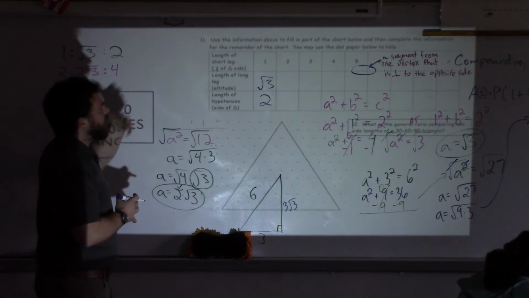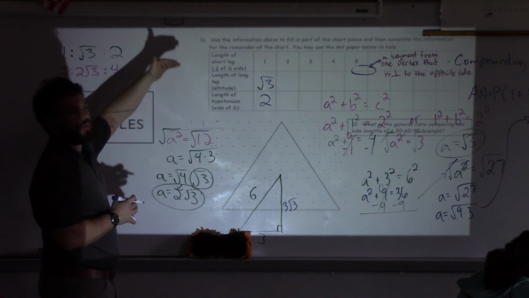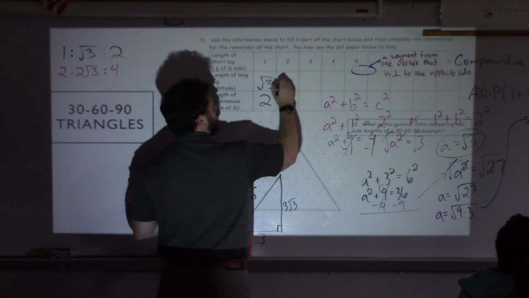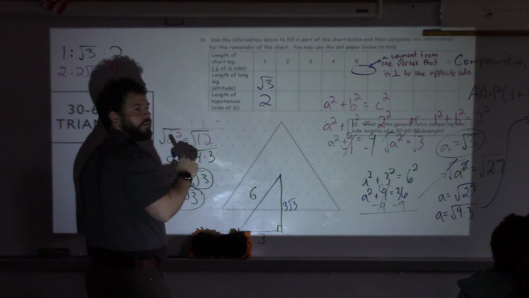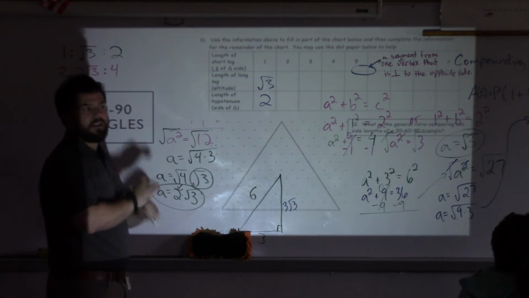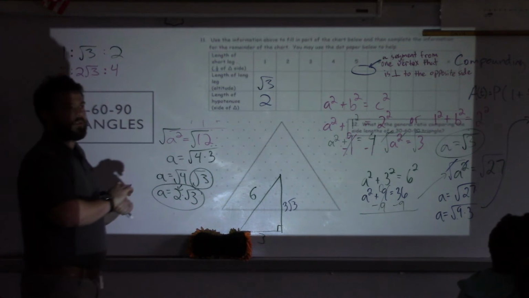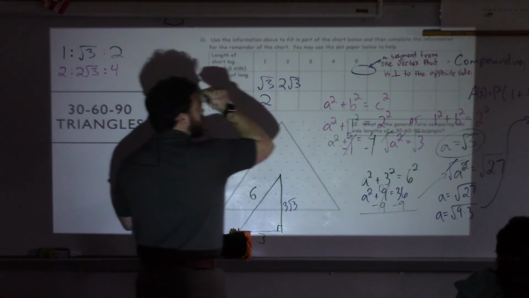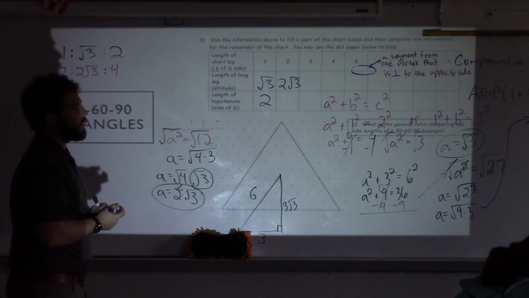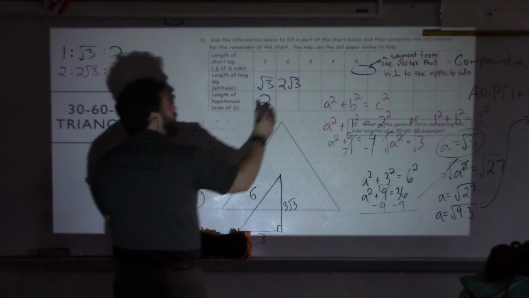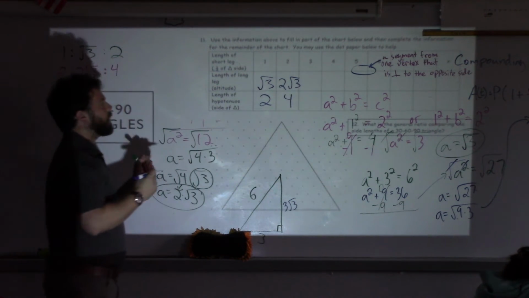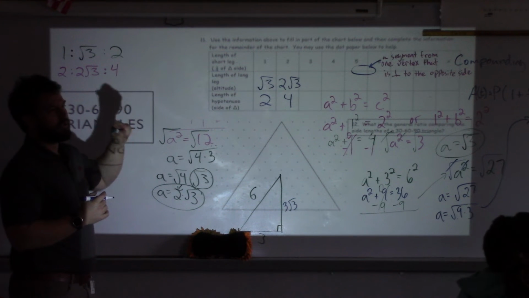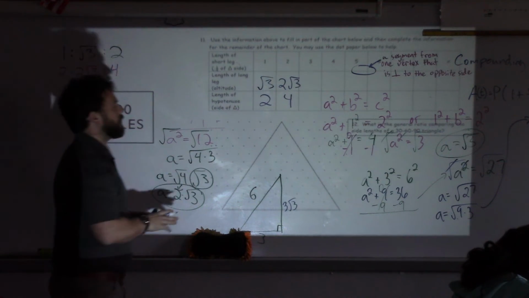And then, when the length of the short leg, half of the triangle, was 2, the length of the long leg, that was our altitude, was 2 times the square root of 3. And then what was the length of the hypotenuse? 4. So don't forget, just a clarification on language: the legs are the sides that are not the hypotenuse.